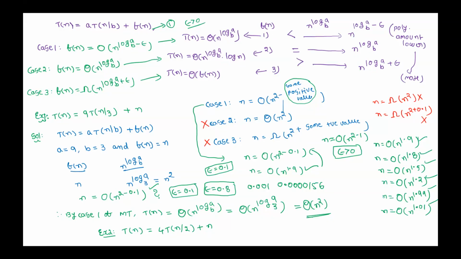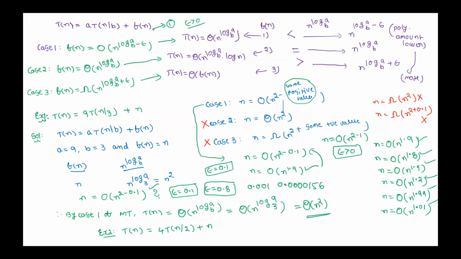Okay. What is the A value? A is 4, B is 2, and f of n is n. And what is epsilon? We can take the same value, say 0.1 or 0.2, anything which is greater than 0 but less than 1. Greater than 0 will do, but epsilon we should not take as 2 or 10. Why? Because for that the condition fails, no?